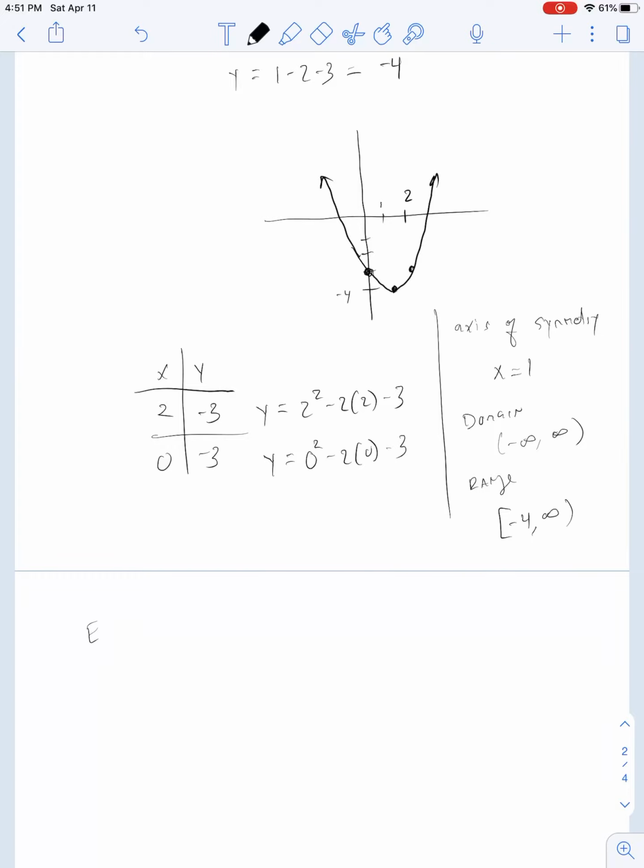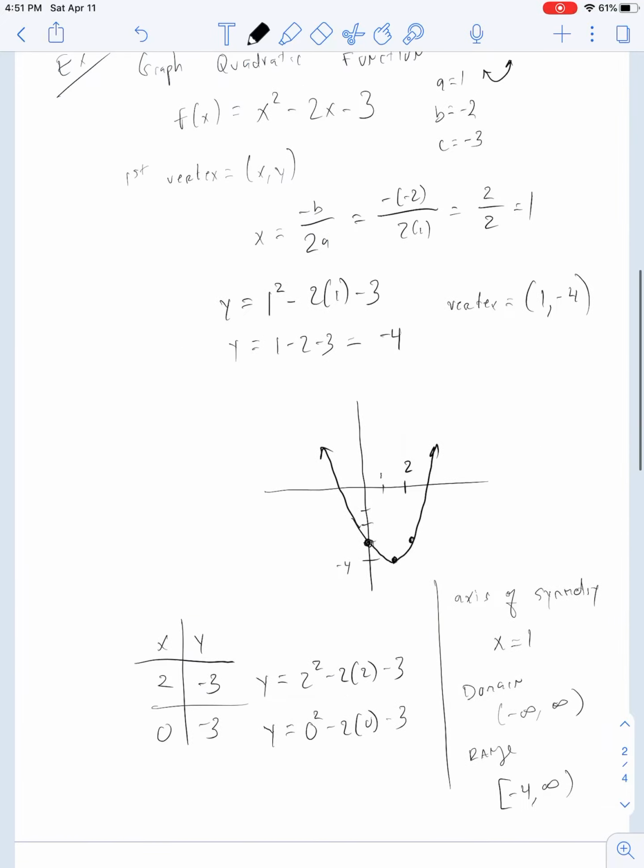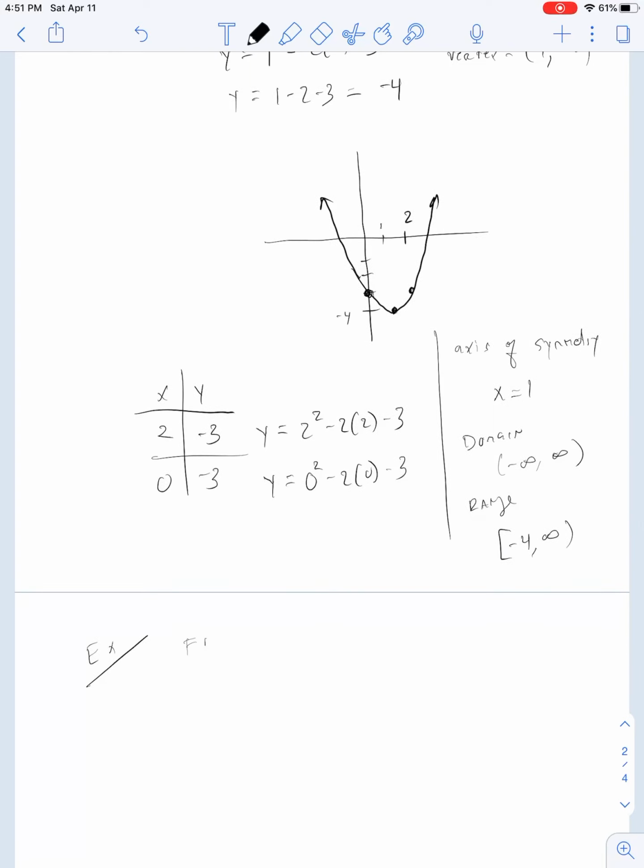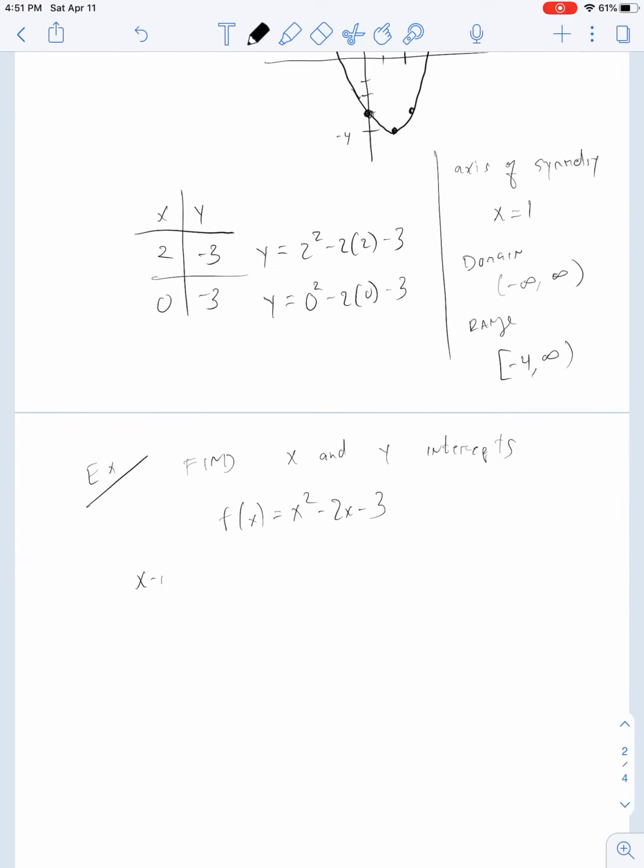How about we find... Let's go back to this problem. Let's find the x and y intercepts. All right, so let's start off with our x-intercept. In order to find the x-intercept, the y value must be 0.